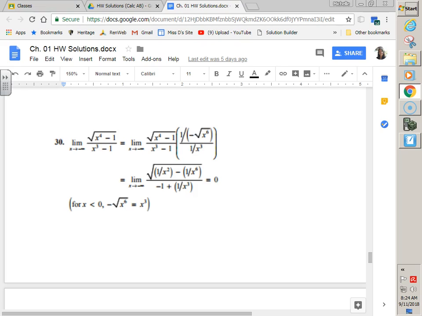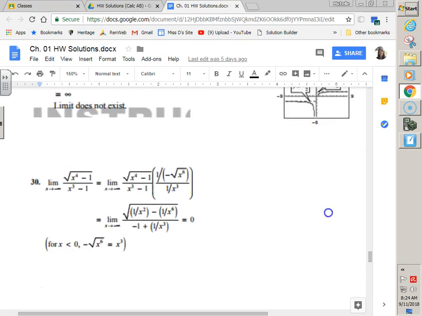Bottom. Why bottom? Square root of x to the 4th would be an x squared. X squared times x squared is x to the 4th. So that's really just like a quadratic-y one. That one wins. And so therefore, since the bottom wins, the limit is 0.